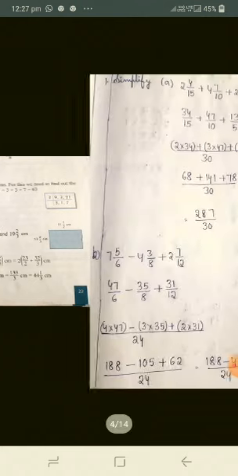Now take the LCM of 2 and 3. 6 will come. Now 2 how many times is 6? 3. The 3 into 23 you have to multiply. Plus 3 how many times is 6? 2. The 2 into 32 you will multiply. So 69 plus 64 by 6 will come. Now you have to add them. 133 by 6 will come. Now you can simplify 2 and 6. 2 ones are 2, 2 threes are 6. So 133 by 3 will come. You can change it into a mixed fraction. 44 and 1 by 3 centimeters will come. That is the perimeter of the rectangular sheet.